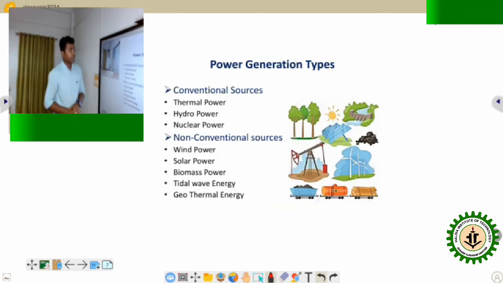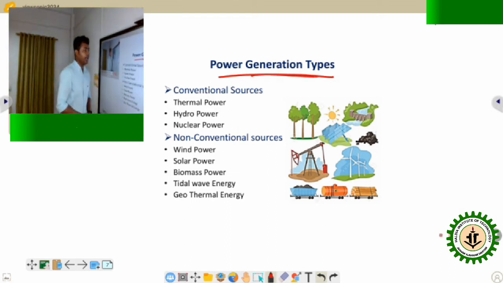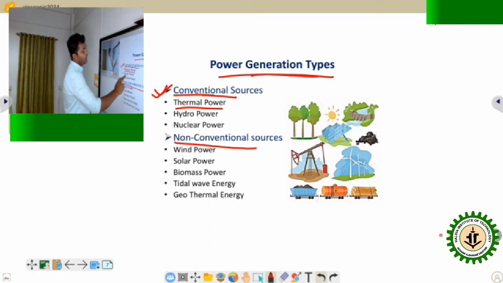Next, the power generation types. There are mainly two types of source of power. The first one is the conventional source, and the second one is the non-conventional source. You can also say renewable source and non-renewable source. Conventional source means the thermal power plant, hydroelectric power plant, and nuclear power plant.